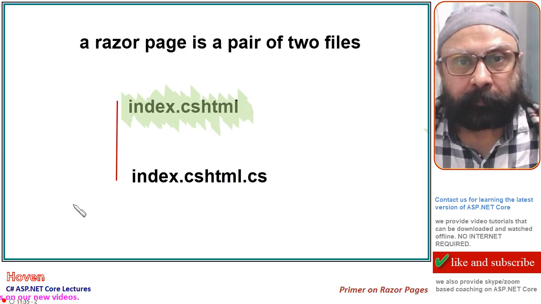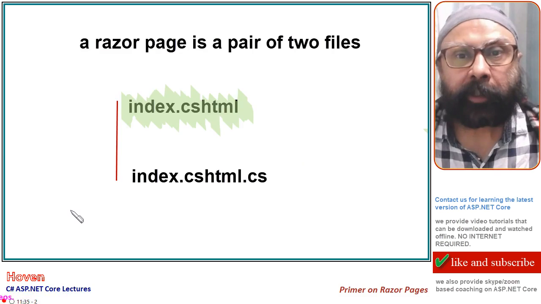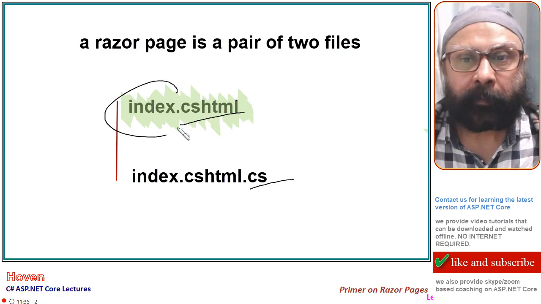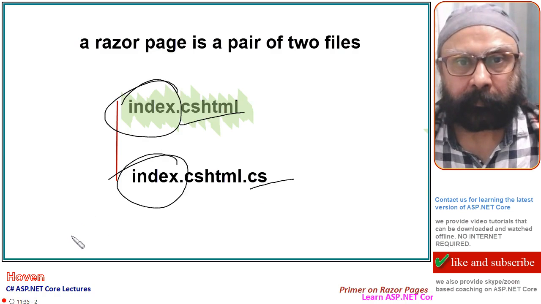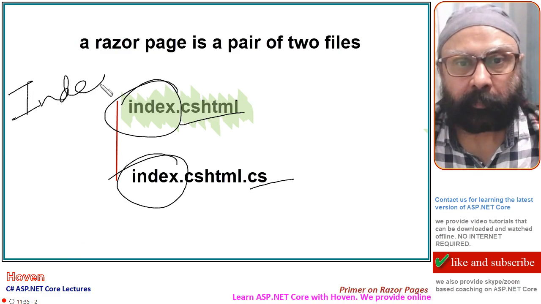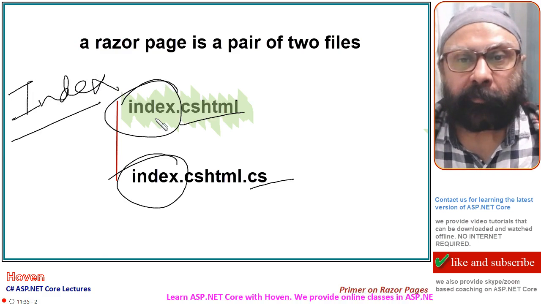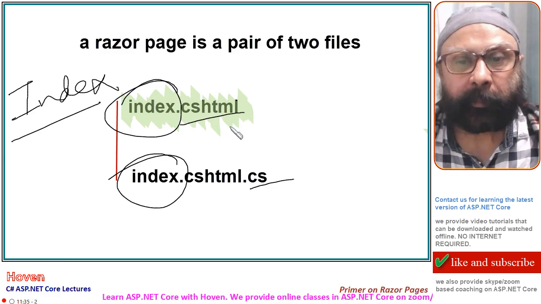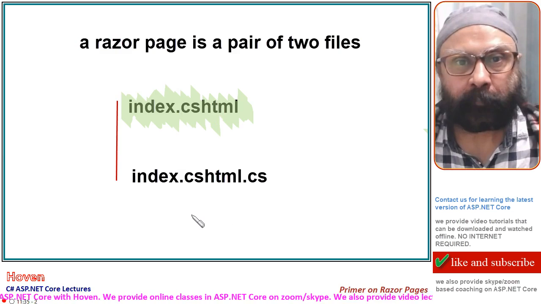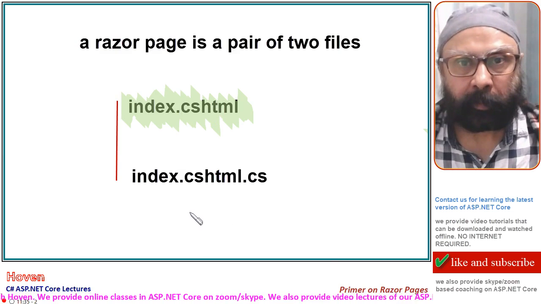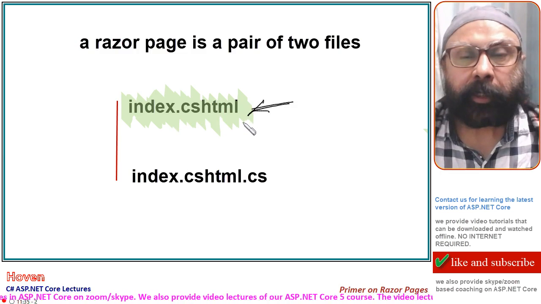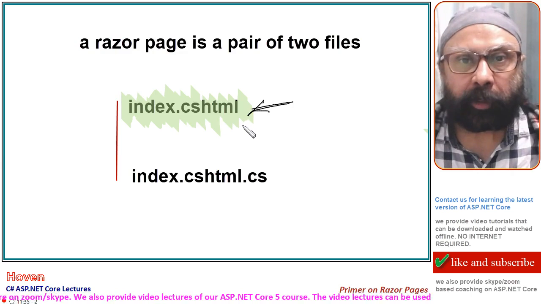A razor page is a pair of two files having the same name but different extensions. If we take the example of a page called index, then you can see one file is named as index.cshtml, the other file is named as index.cshtml.cs. This file, index.cshtml, contains HTML markup mixed with .NET code.